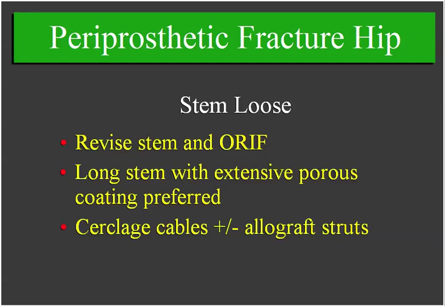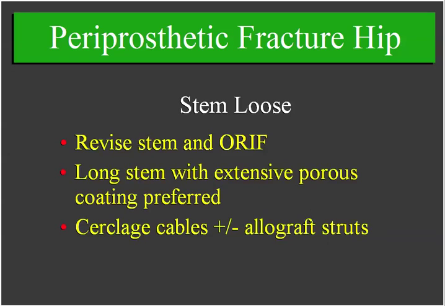Going on to periprosthetic fractures, there will always be a question on the boards with this. Remember this, if the stem is loose, you've got to revise the stem and fix the fracture. You fix the stem with extensive porous coating, and that's usually the preferred choice. You use allograft struts or cables around the break.